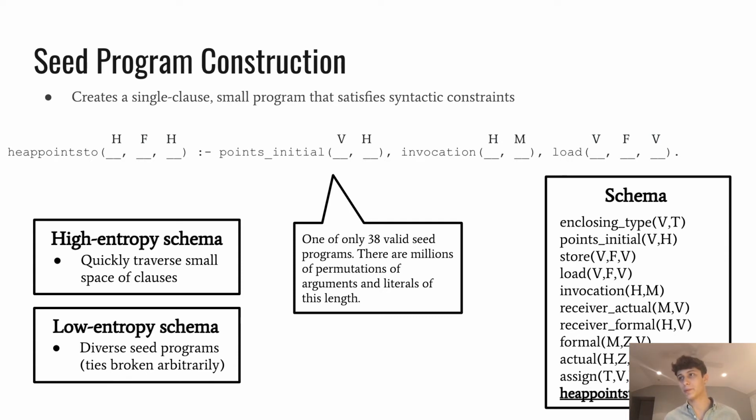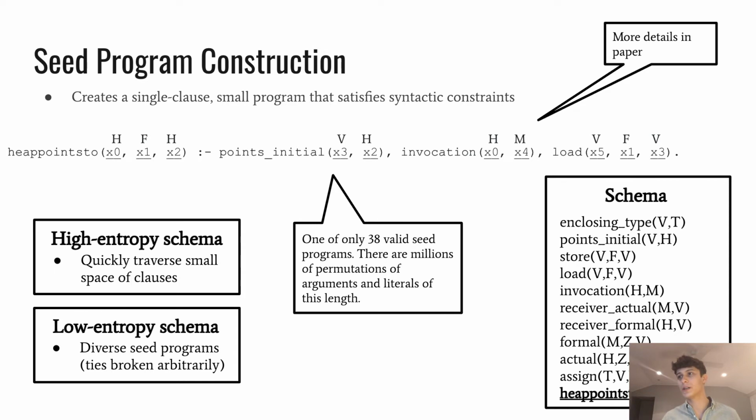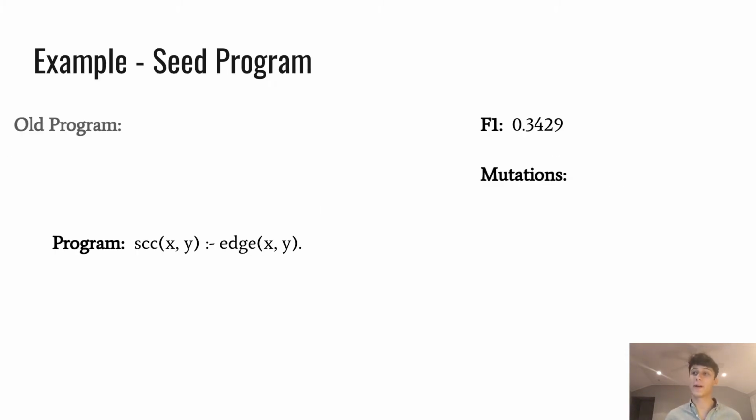There are more details in the paper about how we enforce all the constraints and set the arguments in the clause, but I won't go into them in this talk. We'll start the example with a seed program. This is one of the two possible seed programs for this schema, the other one being SCC x, y if edge y, x. Notice that this program has a low F1 score because there are many false positives and false negatives, but that's okay, because this just serves as a starting point for the accretion phase.